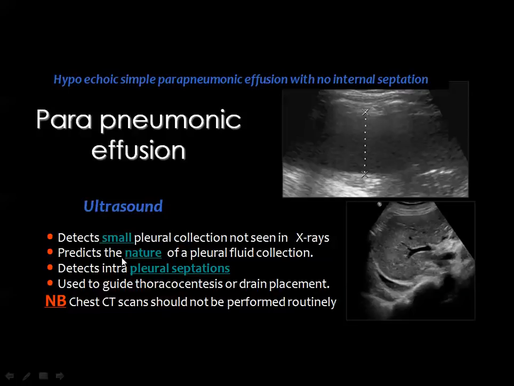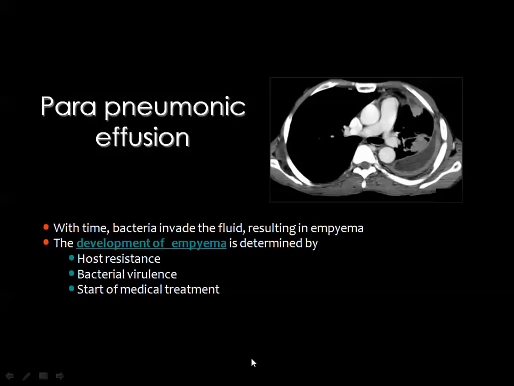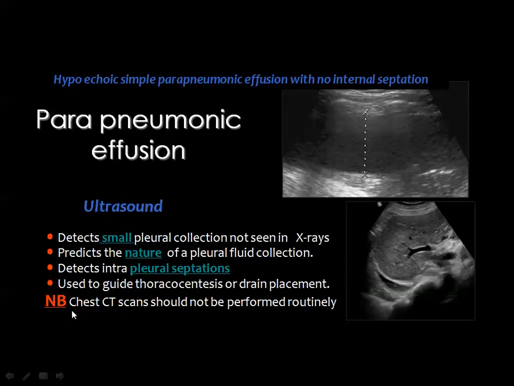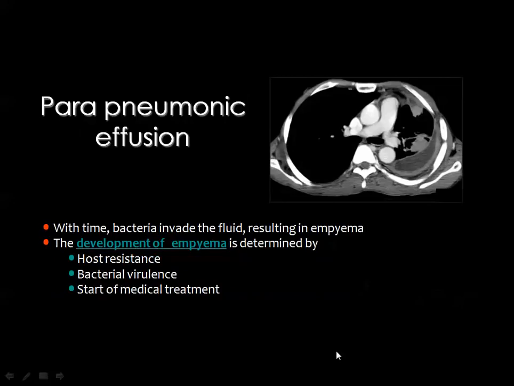It can predict the nature of the fluid collection, if it is sterile or infected, by the echogenicity of the fluid itself. And very importantly, ultrasound can detect the presence of pleural septations within the effusion, which are very important if you are going to percutaneously drain this pleural collection. Then you see this note, which is that CT scan should not be performed routinely because of the radiation hazards for the pediatric patients, and you can use alternatively the ultrasound.